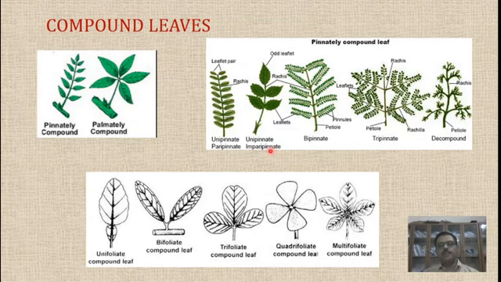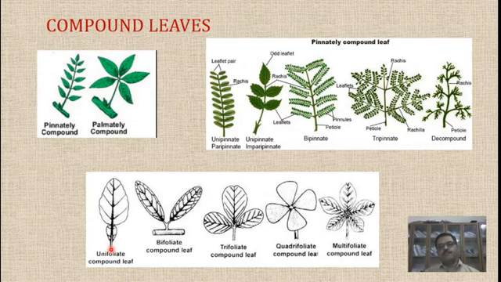Then there are imparipinnate unipinnate compound leaves, in which we find an odd leaflet at the tip of the rachis. So here, due to the presence of this odd leaflet at the tip of the rachis, the number of leaflets is at all times odd. They are always odd in number. We never get an even number of leaflets.